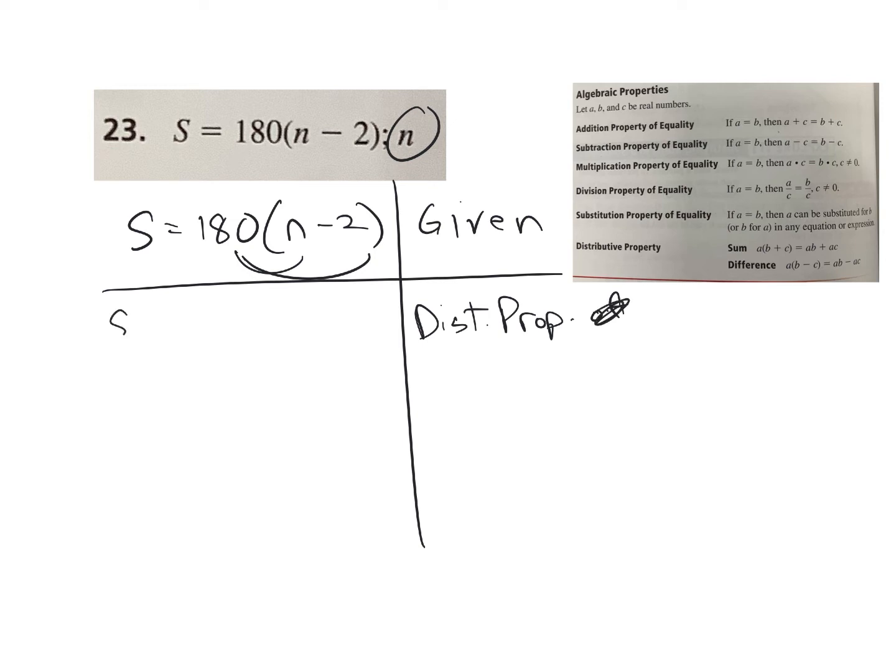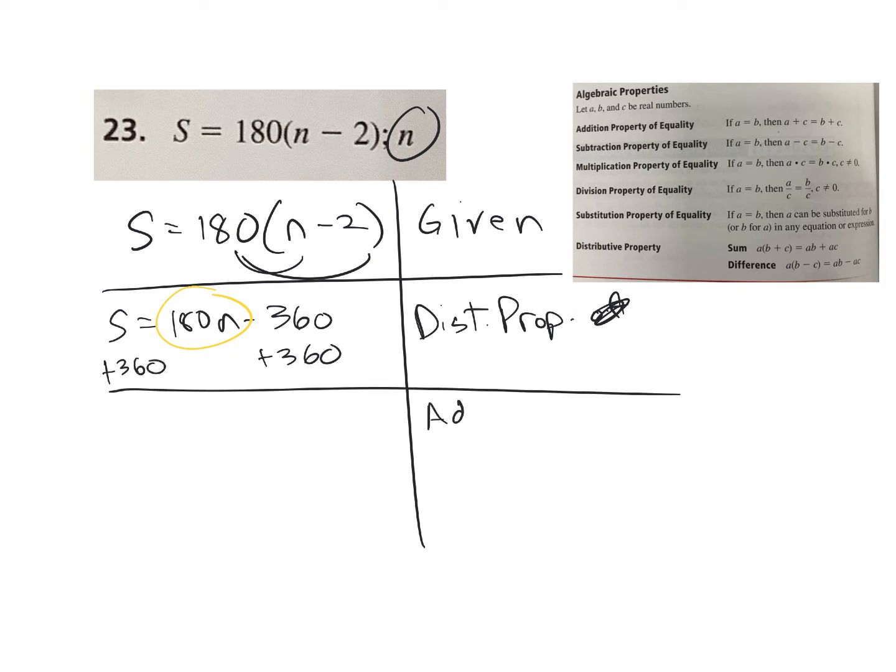Distribution property. All right, so we get S equals 180n minus 360. Now let's add 360 because we've got to get n by itself, so we've got to remove the 360. So we're going to add 360 to both sides. Again, that's the addition property of equality. Okay, and we get S plus 360 equals 180n.